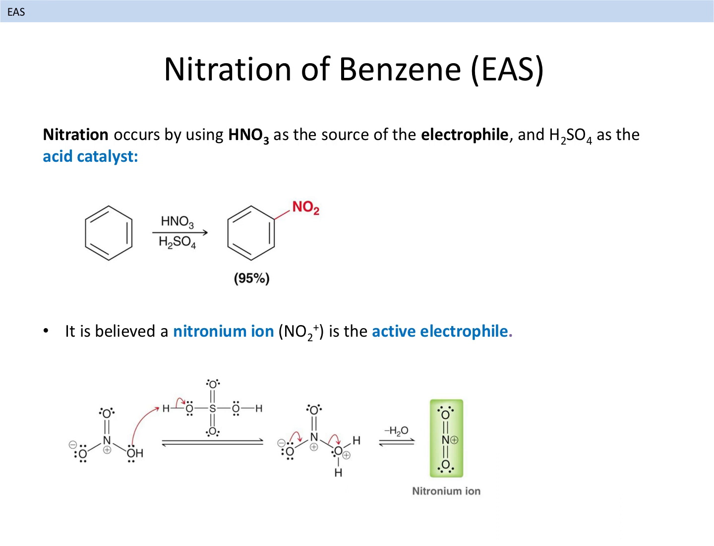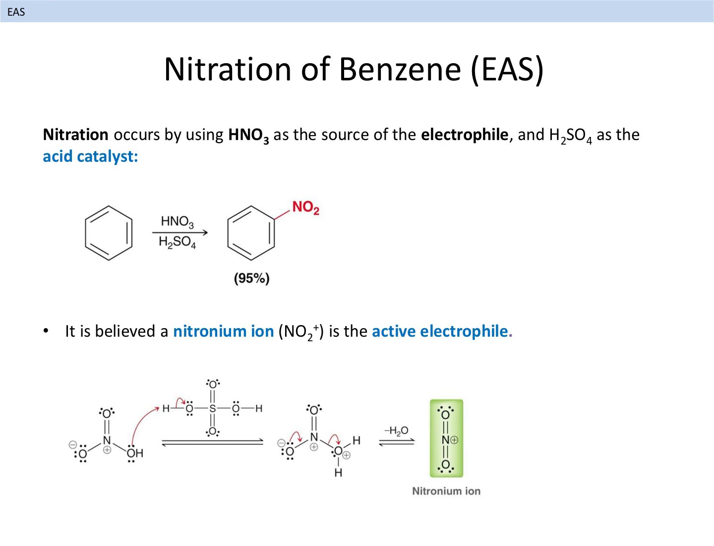The active electrophile in this reaction is believed to be the nitronium ion, which is an ion with the formula NO2+. The formation of this electrophile involves the reaction between nitric acid and sulfuric acid. The process begins with protonation of nitric acid by sulfuric acid, followed by the loss of a water molecule, a good leaving group, thus generating the nitronium ion. This nitronium ion then reacts with the benzene ring to form nitrobenzene.